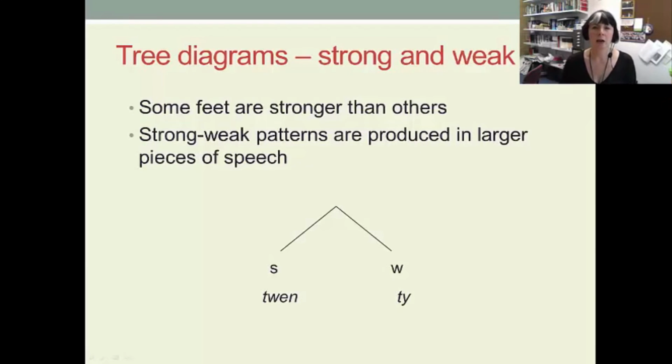Now we can use tree diagrams to indicate strong and weak syllables in English, and by using tree diagrams we can build up a representation of which syllables are strong, so we can look at the stress pattern. Some feet are stronger than others, so we're going to look at strong-weak patterns produced in larger pieces of speech. To start with, we've got the word twenty. In the word twenty we have a stressed syllable, which is this one here, so that's the strongest syllable, and we've got an unstressed syllable, which is weak. So twen is produced strongly and ty is a weak syllable, and we talked about strong and weak syllables in week 4.